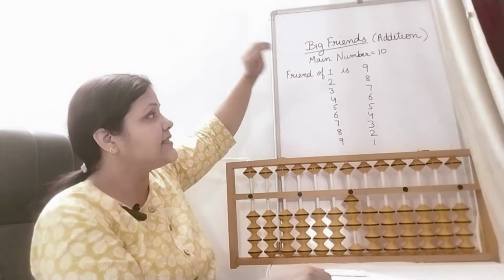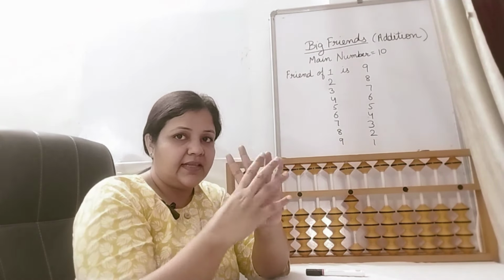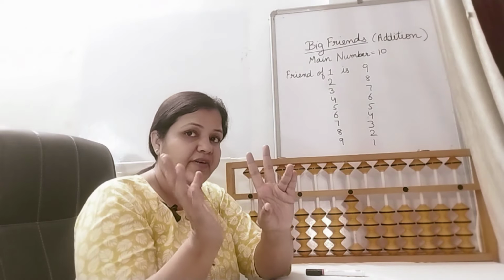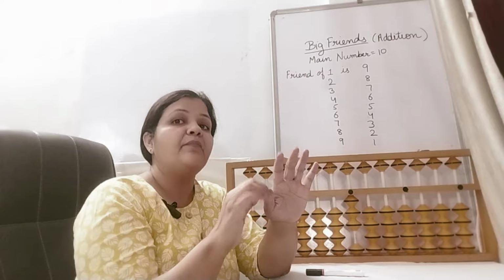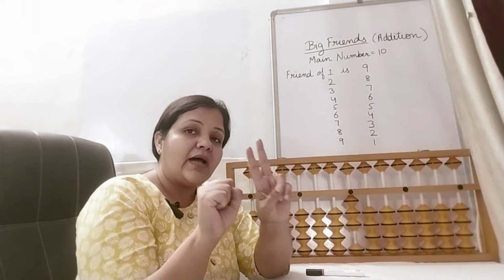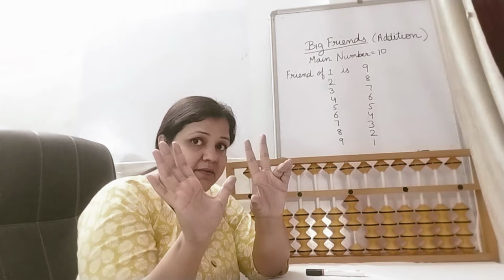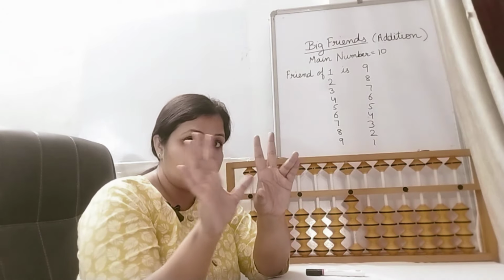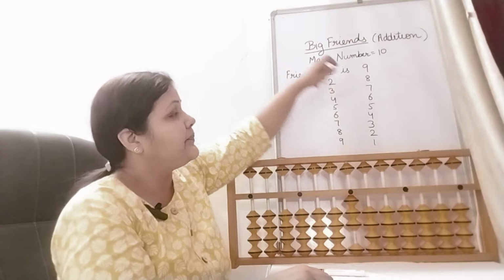In small friends, how do we find the small friend of 2? We see what should be added to 2 to make it 5. That's 3. So the small friend of 2 is 3. Now I want to find the big friend of 2. So I'll see what should be added to 2 to make it 10. That's 8. 8 plus 2 is 10. So the big friend of 2 is 8.